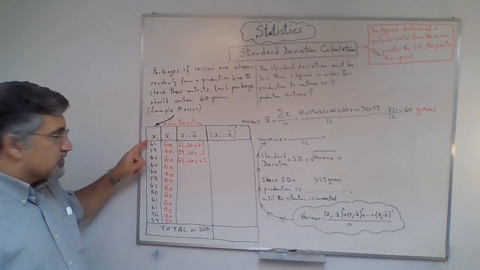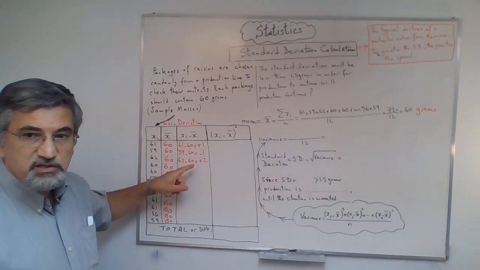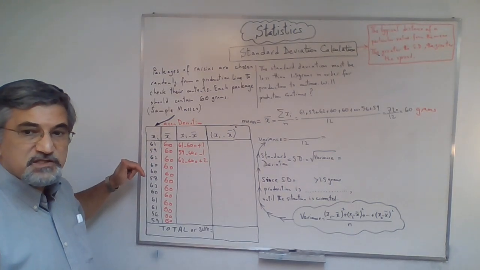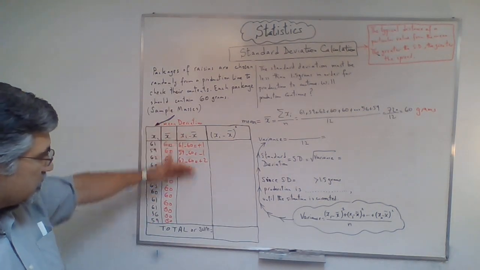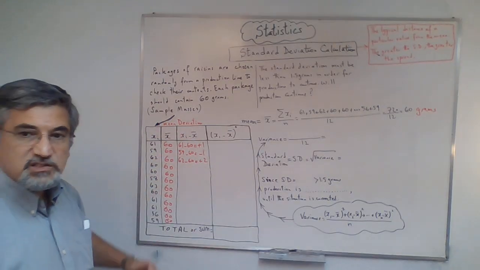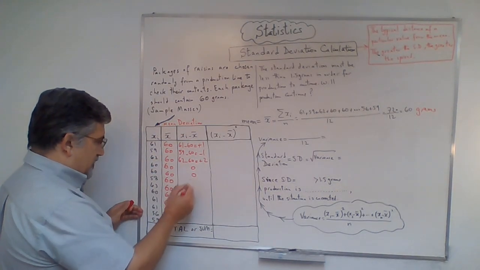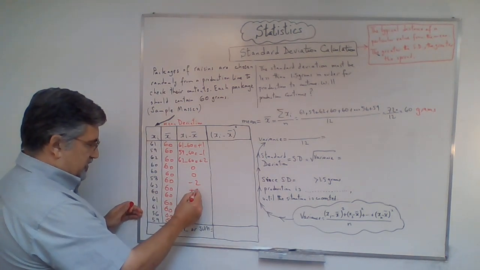Sometimes the data value is more than the mean, so we end up with a positive deviation. Sometimes the data value, like 59, is less than the mean of 60, so we end up with a negative deviation. So here in this column, we're going to have a whole bunch of positive or negative numbers. So let's do it. 60 minus 60 is 0. 58 minus 60 is negative 2. 63 minus 60 is positive 3.